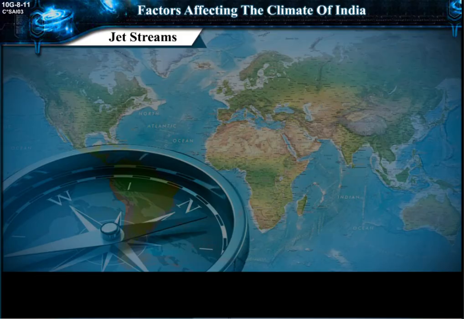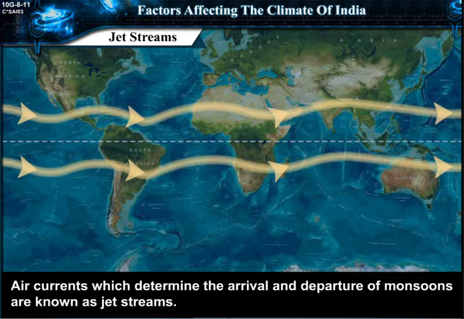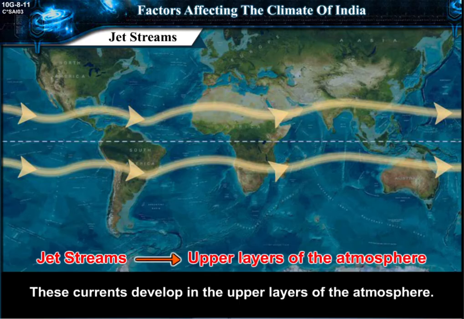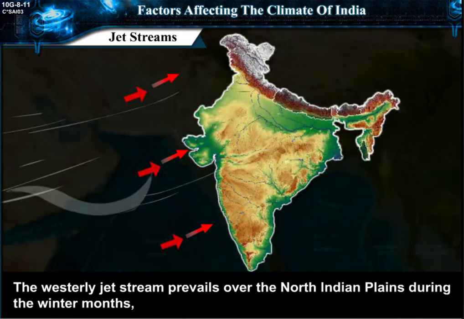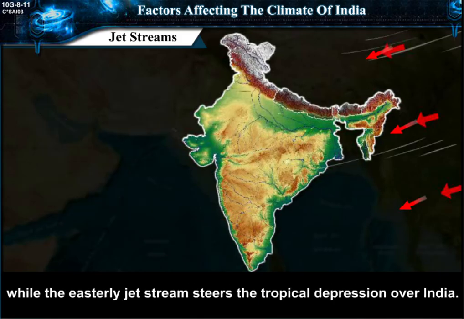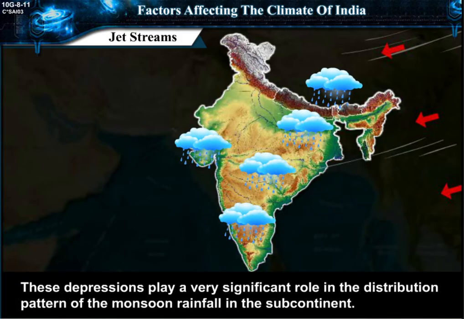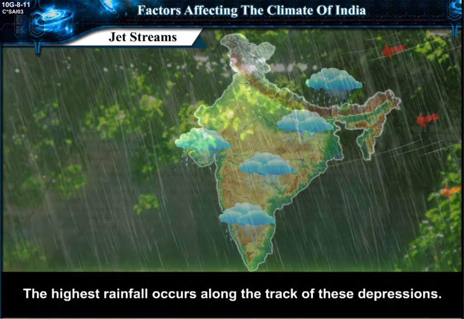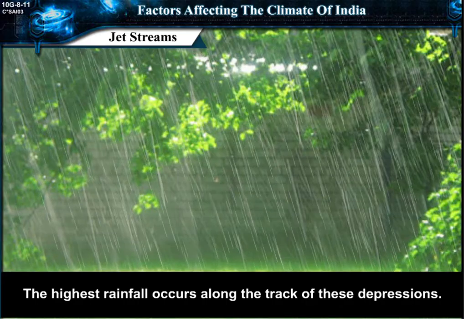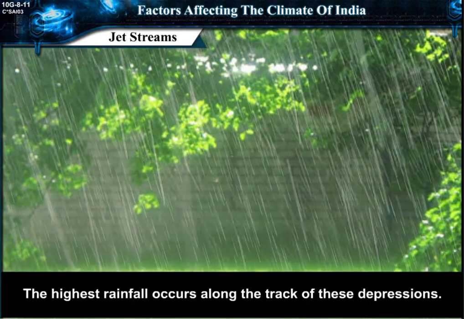8. Jet streams. Air currents which determine the arrival and departure of monsoons are known as jet streams. These currents develop in the upper layers of the atmosphere. The westerly jet stream prevails over the North Indian plains during the winter months, while the easterly jet stream steers the tropical depression over India. These depressions play a very significant role in the distribution pattern of the monsoon rainfall in the subcontinent. The highest rainfall occurs along the track of these depressions.